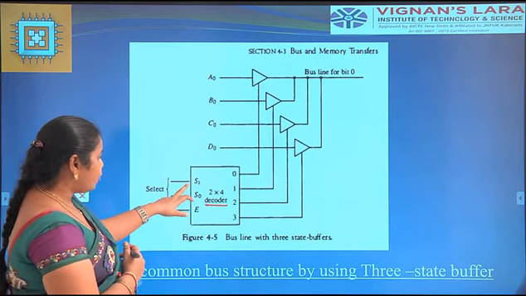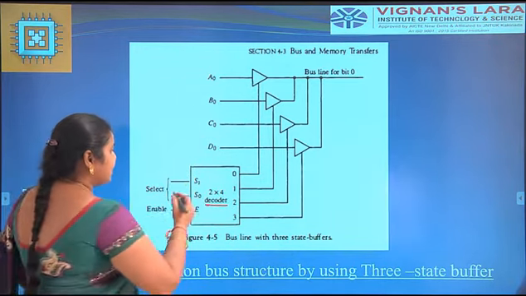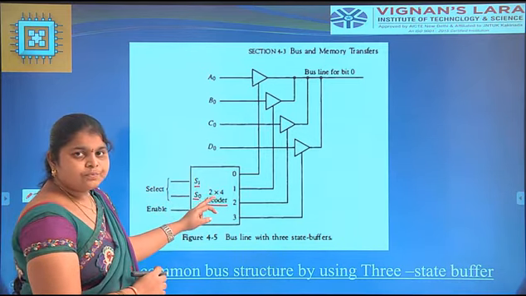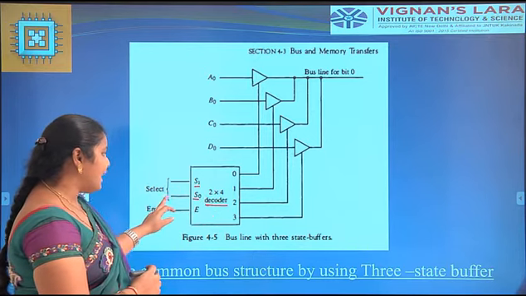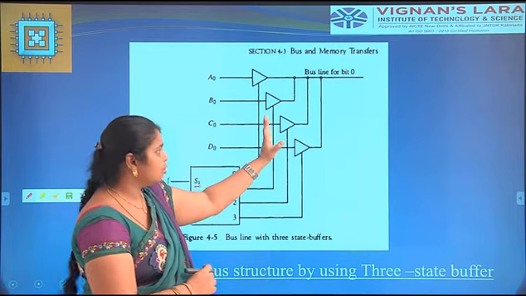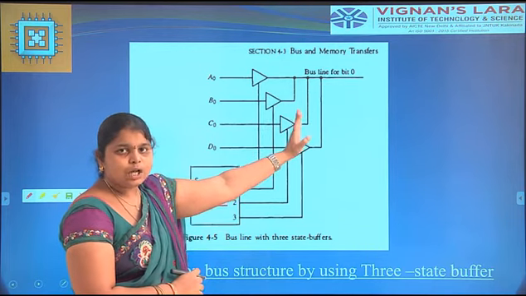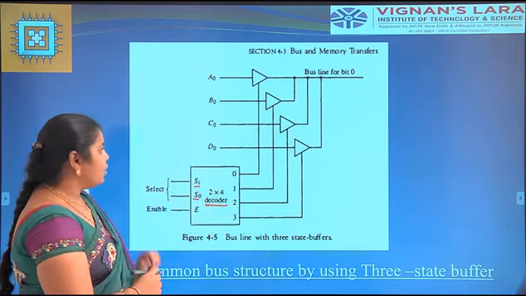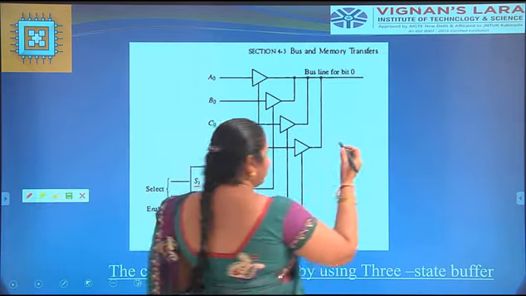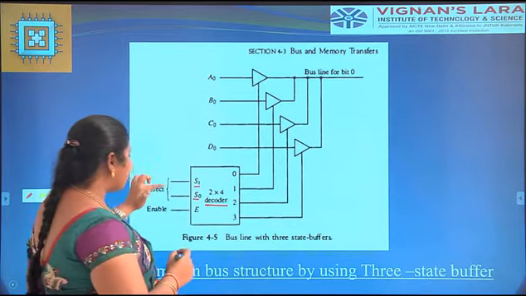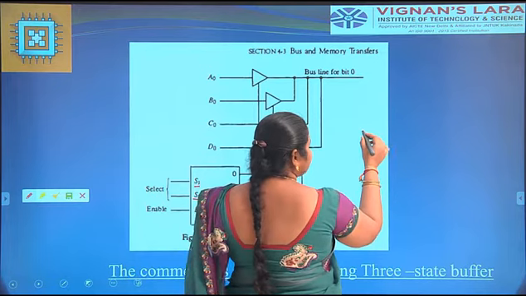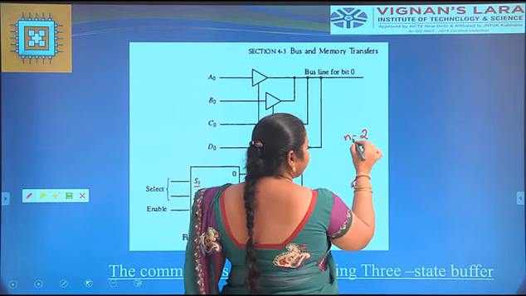Here we have to take two selection lines, S1 and S0. What is the representation of 2 by 4? 2 by 4 means two selection lines, and 4 output signals will be passed through the NAND gates to the common bus. We already saw this in the implementation of the multiplexer. Here we take the two selection lines, S1 and S0, so n is equal to 2.